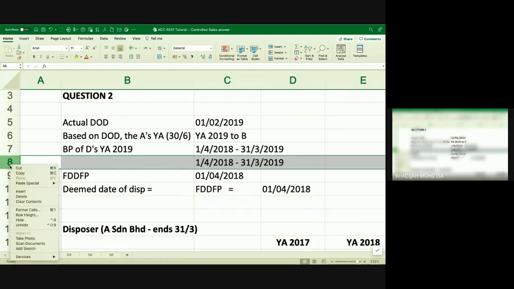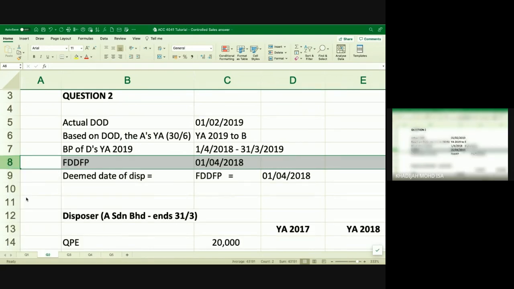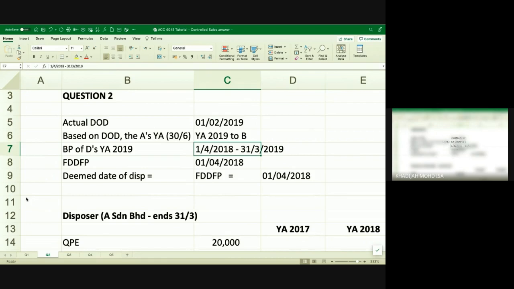Alright, so number one, date of disposal. Using date of disposal, what is the YA? The YA for the disposal is YA 2019, and the basis period for YA 2019 is from 1st April 2018 to 31st March 2019. And using that basis period, you decide when is your first day of the disposal period, which is 1st of April.